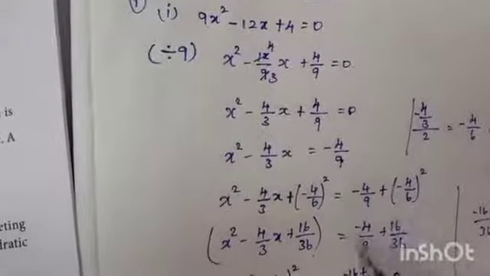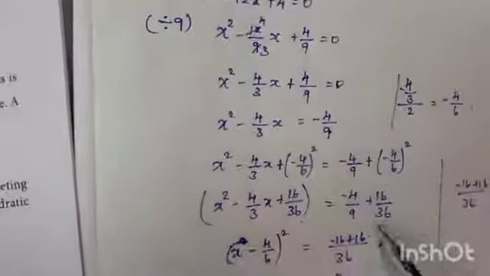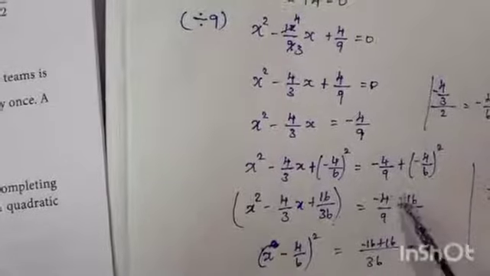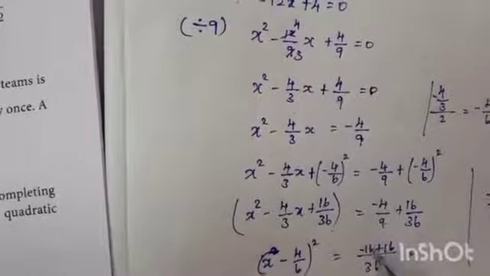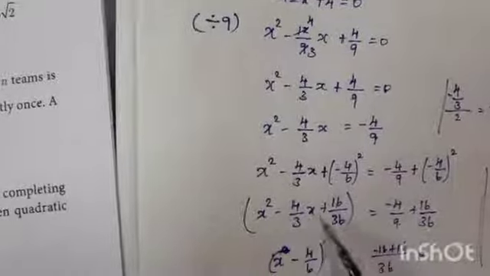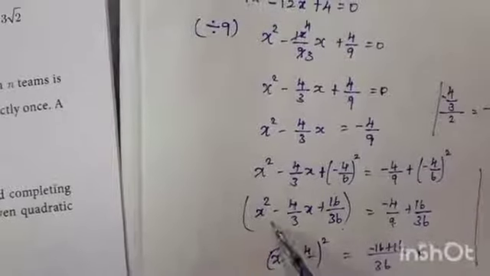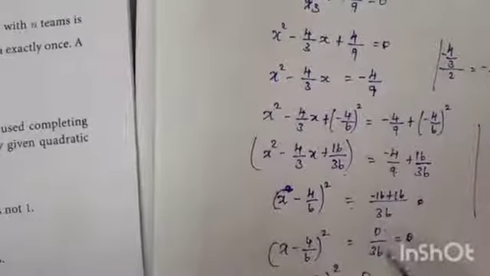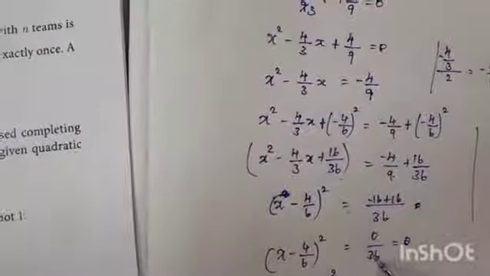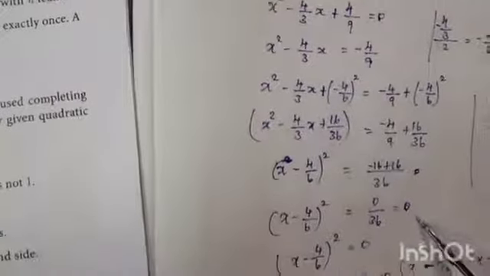We have to simplify this side. We have to take the LCM. LCM is 36. So for the first term, multiply both numerator and denominator by 4. That gives -16/36 + 16/36. The left side is in the form a² - 2ab + b², that is (a - b)². That is (x - 4/6)². The simplified value on the right is 0. So (x - 4/6)² = 0/36, which is equal to 0.